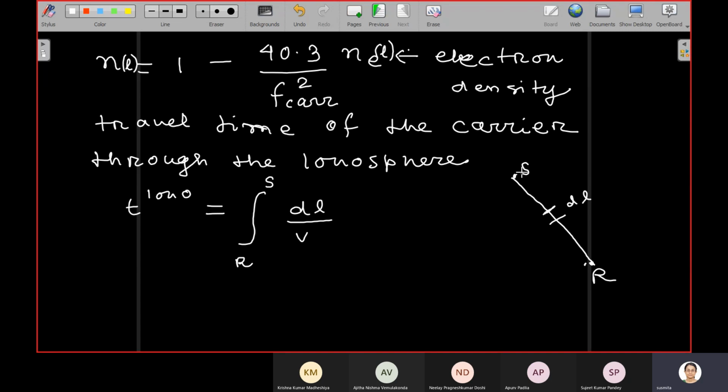Now see, there is a particular layer of the atmosphere which contains free electrons. So although we consider the entire length, the electron density would be 0 outside the ionosphere. So whether you integrate from the beginning of the ionosphere to the end of the ionosphere or from receiver to satellite, you basically get the same thing, because outside the ionosphere electron density becomes 0.